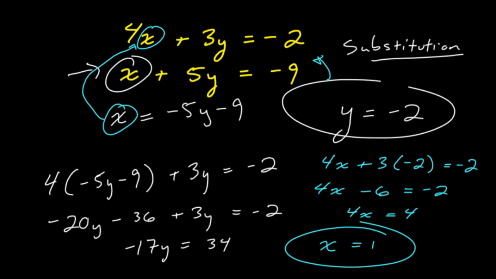So the solution to this system of equations that we were just working with, using substitution, is going to be 1 comma negative 2. That's our xy coordinate point that makes both equations true at the same time. Again, that method's called substitution, basically because you're solving for one variable and then you're substituting it back into the other equation.